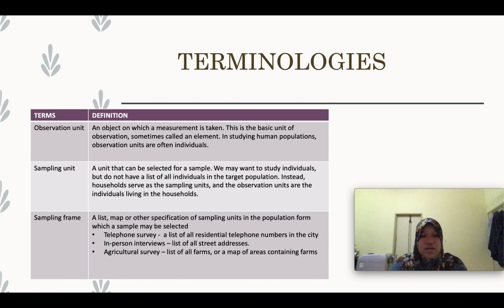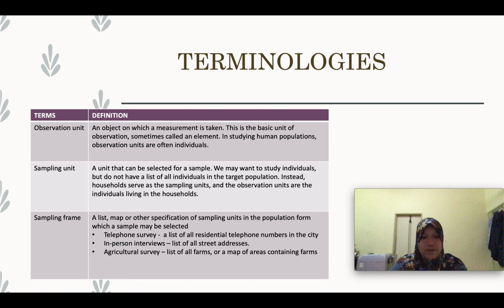Sampling unit is a unit that can be selected for a sample. For example, we may want to study individuals but do not have a list of individuals in the target population. Instead, households serve as the sampling unit, and the observation units are the individuals living in the household.